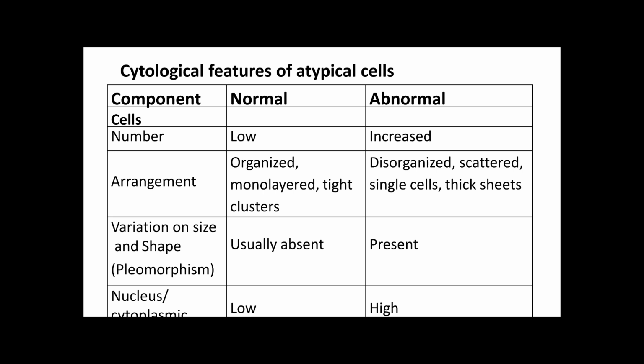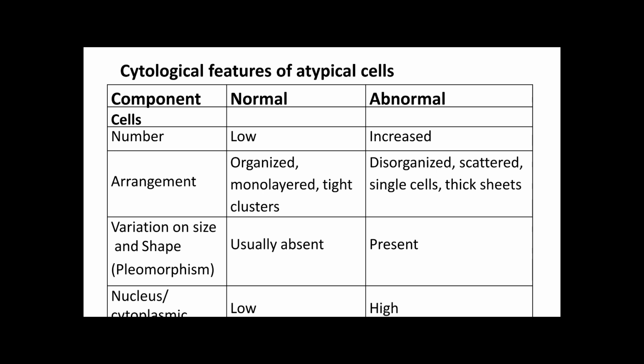Then the next one is the cell variation in size and shape. This is what we call pleomorphism. Usually in normal cells we can see an absence of size and shape variation. But in abnormal conditions, we can see various sizes and shapes of the cells.